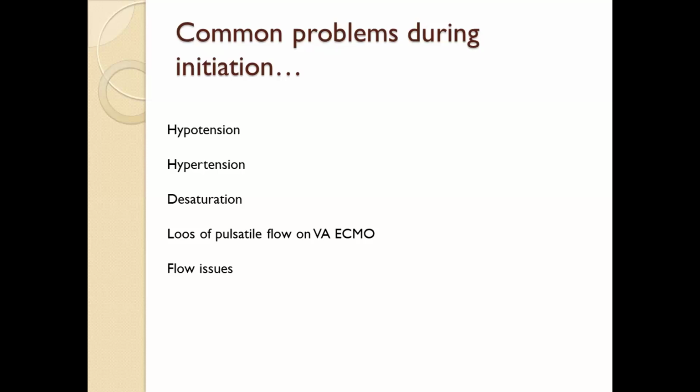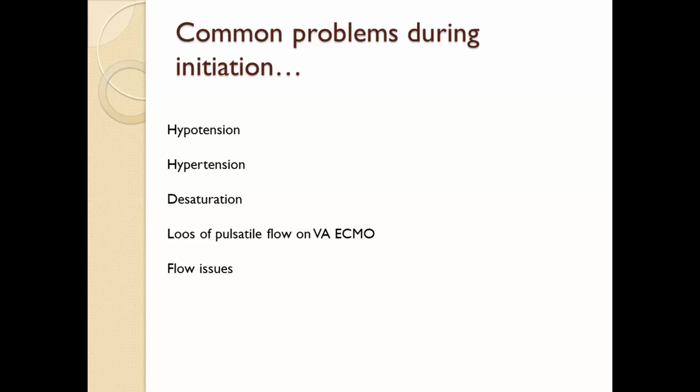Desaturation, again, in VV ECMO, could be flow related, so improve flows, make sure there is good intravascular volume status, and ensure that the connections are proper. Sometimes in all the rush when we are initiating ECMO in a rapid fire kind of situation, somebody might have just forgotten to connect, or the oxygen tubing supply that is connected might have dropped off. So those are things that we have to be keenly watching.